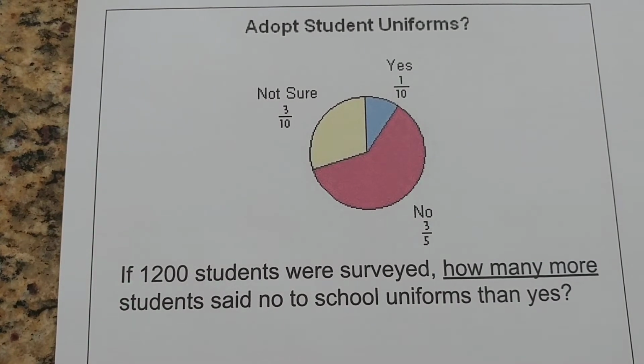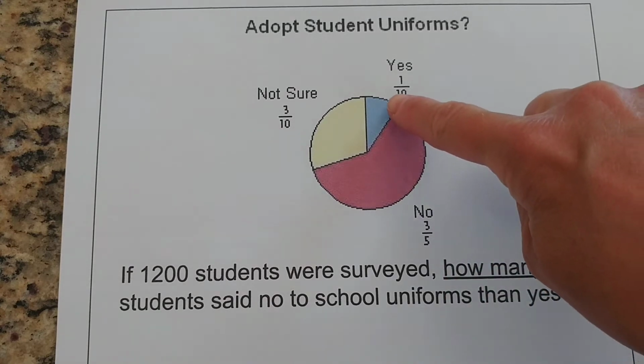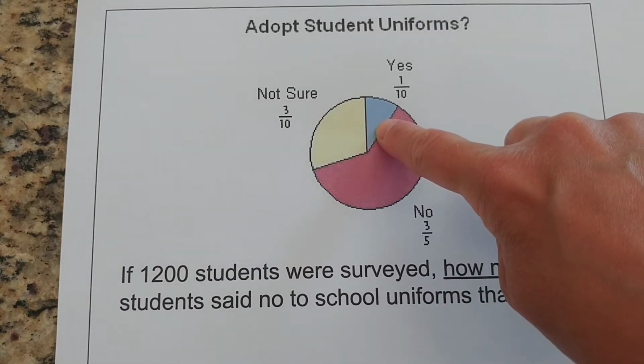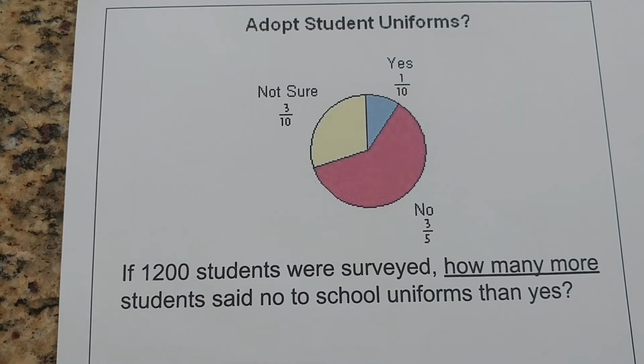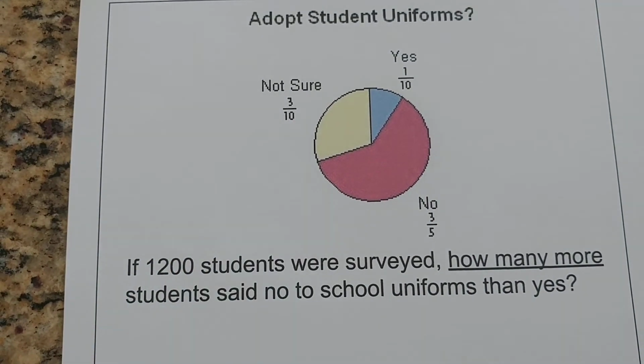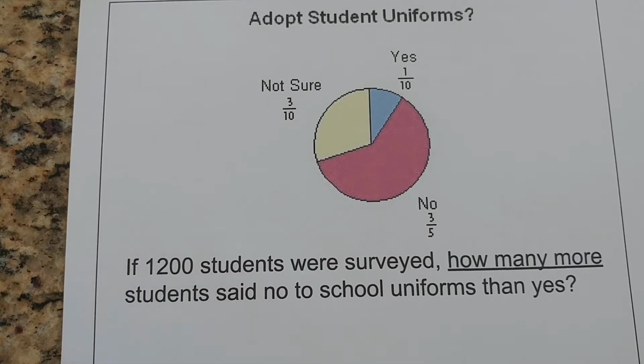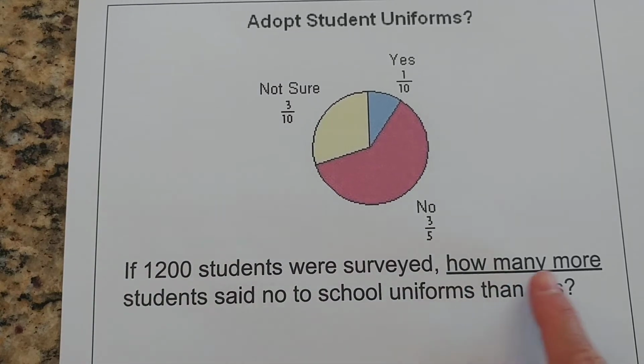In this example, we can see a circle graph that shows us how many students wanted to adopt student uniforms. So here we can see 1/10 of the students that were surveyed said, yes, we want uniforms. Most of the students, by looking at the circle graph, said no way. And then a few of them did say not sure. So here they're telling us that 1,200 students were surveyed. The question is asking us how many more students said no to school uniforms than yes.